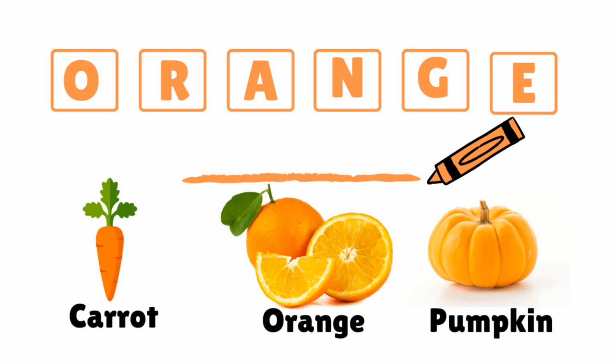The next color is orange. Orange. Let's spell it. O, R, A, N, G, E. Orange. Examples of orange color are carrot, orange fruit, and pumpkin. Orange.